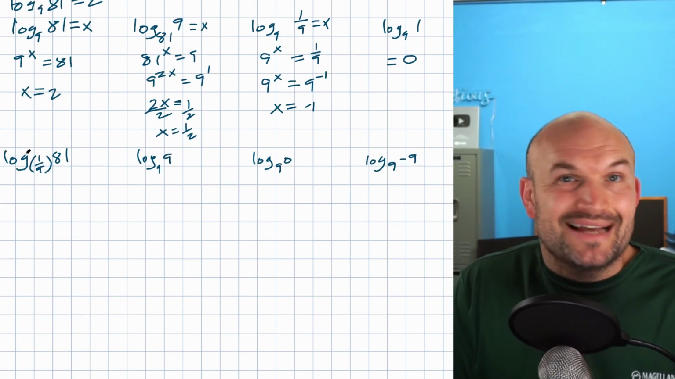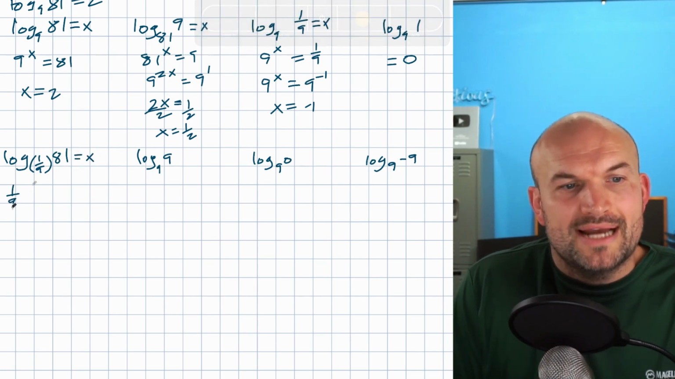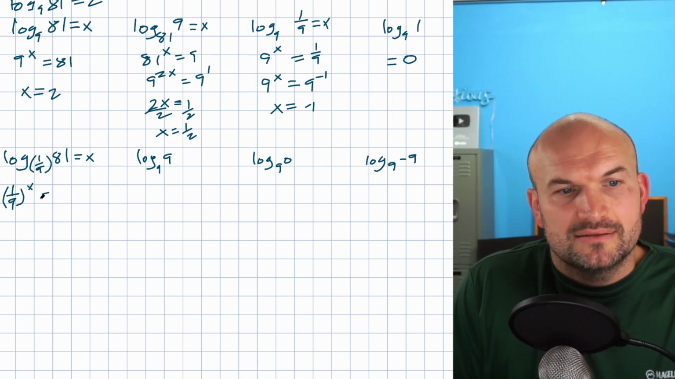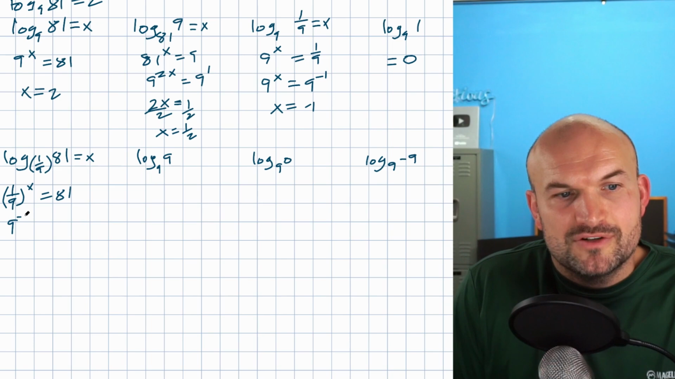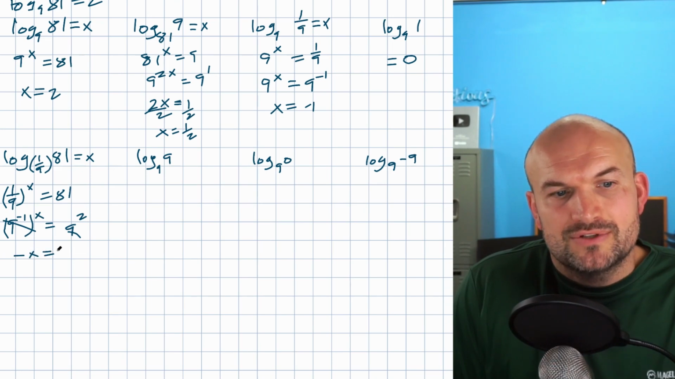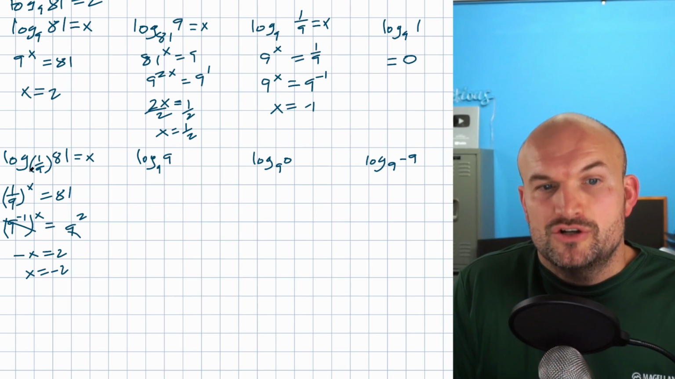In these examples, when you have fractions, this is where a lot of times students will get confused. So 1/9 raised to the x equals 81. And again, just rewrite it. So 9 to the negative first power raised to the x equals 9 squared. Well, here then we have negative x equals 2. So x equals -2. So that's the value of that function.